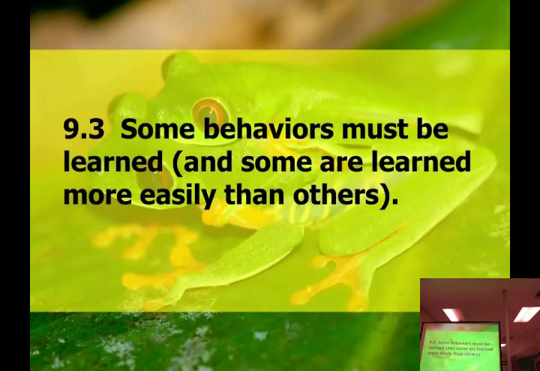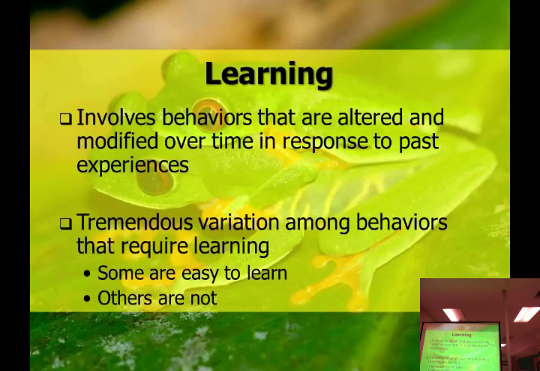And then we have other behaviors that are learned, and some are learned more easily than others. So learning involves behaviors that are altered or modified over time in response to past experiences. So if you think about what we're doing here, we are learning, which is changed over time. We are not learning the same way that we learned when we were in elementary school. We're not learning the same way we did in middle school. We're not learning in the same way we did in high school. Learning changes over time, and it changes in response to our past experiences.